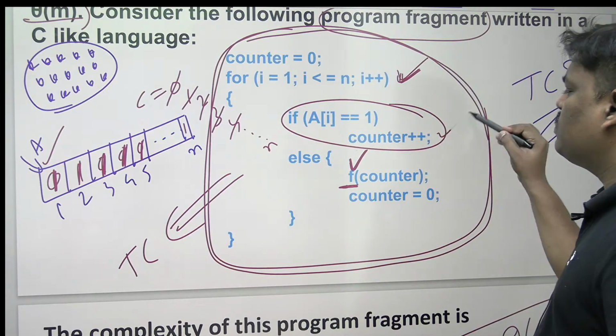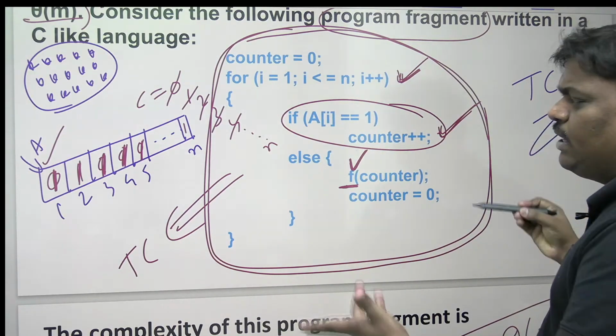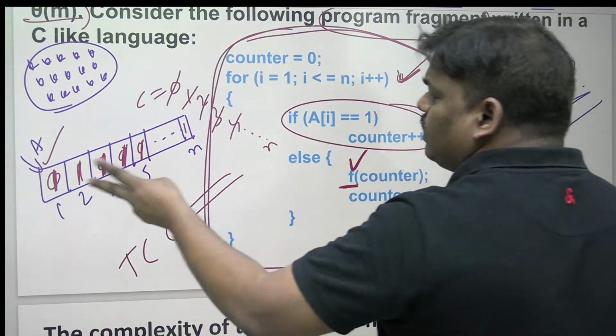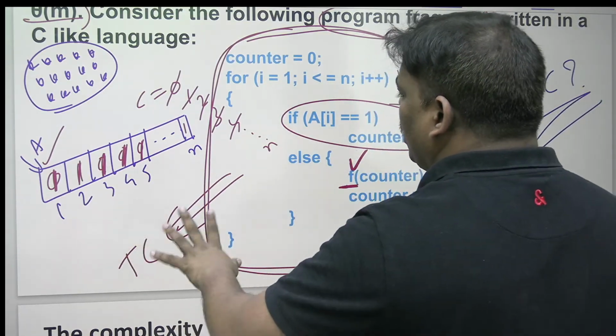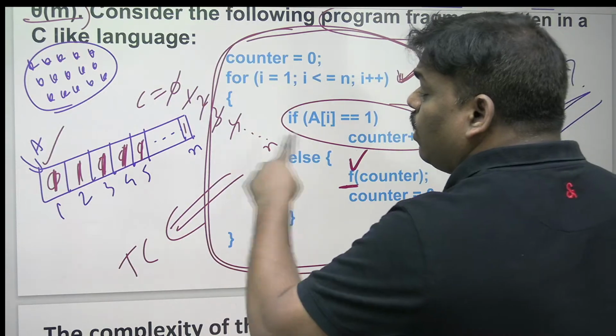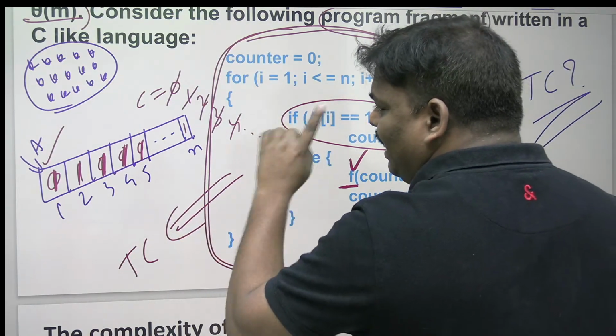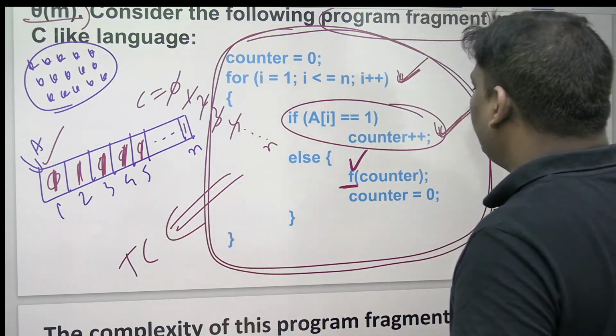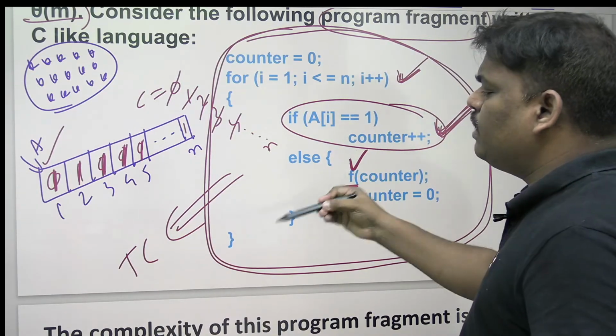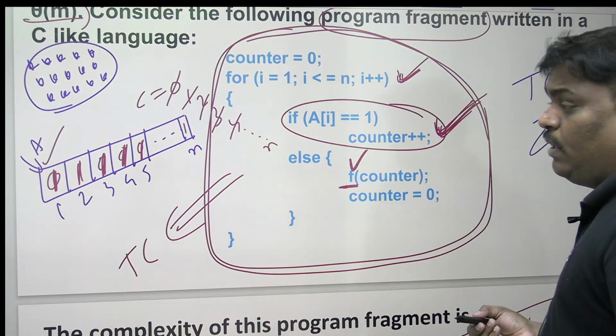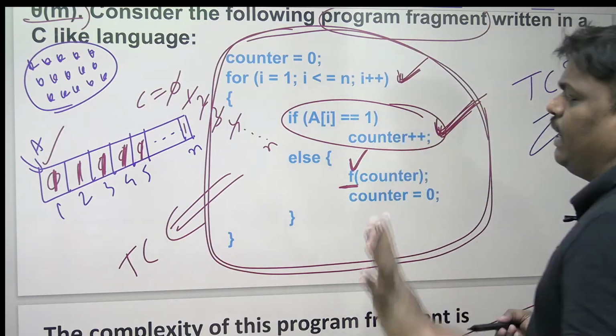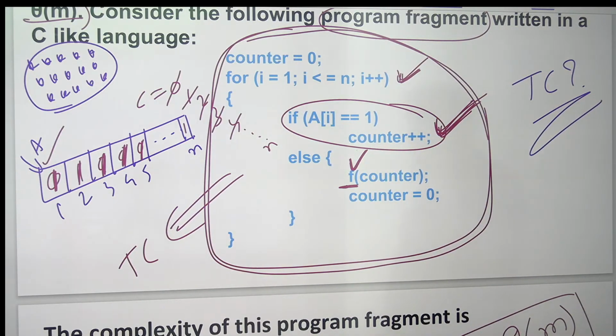Every time counter plus plus. I think if all ones are there, the time complexity is n, because every time it is constant, so the time complexity became n. If all ones, time complexity n. So be careful.